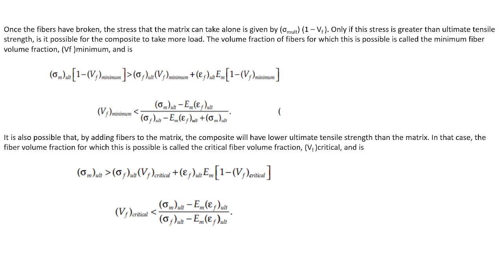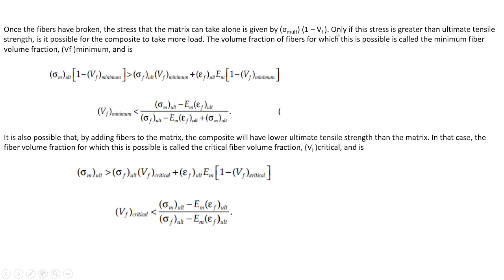Now, as I said, the amount of fiber and the matrix is very crucial, and it defines the properties of the composite. So there are two volume fractions that we have to consider. One is the minimum fiber volume fraction and the other is the critical fiber volume fraction. Once the fibers have broken in a composite, the stress that the matrix can take alone is given by the ultimate stress of the matrix times the volume fraction of the matrix.